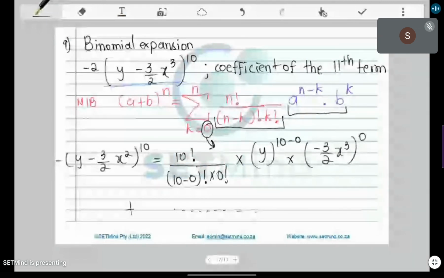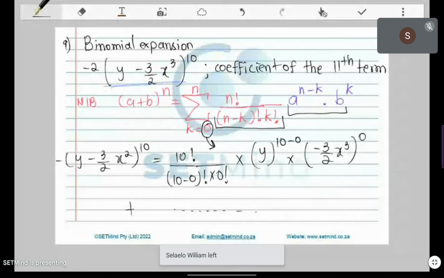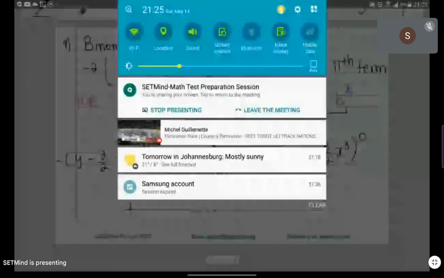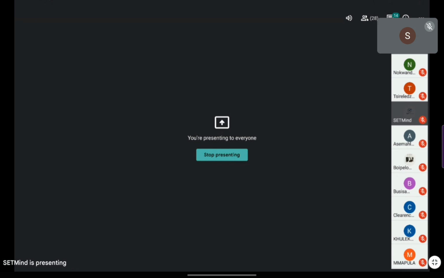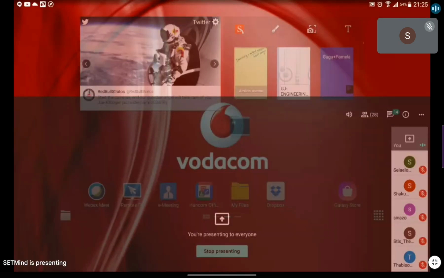Tapiwa, do you still remember your binomial expansion? There's one thing I'm missing. Are you still there? Am I still sharing my screen? We have people here. CK, yes, you are still visible. Okay, yeah. So I was checking if you still remember your binomial expansion.